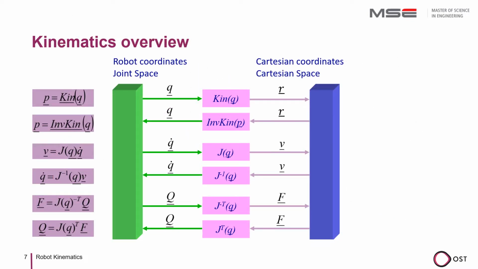This representation shows us all the kinematic relationships of a robot arm. Forward and backward kinematics of the positions, forward and backward transformations of the velocity via multiplication with the Jacobian matrix and its inverse, and forward and backward transformation of the forces with the inverse transposed and the transposed Jacobian matrix respectively.